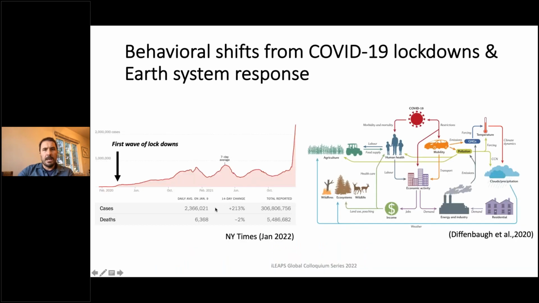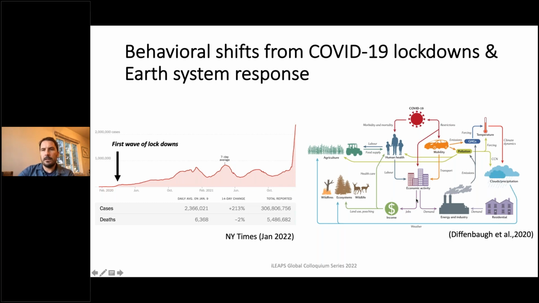So as we're all well aware, COVID-19 was identified in December of 2019. And there was a first wave of lockdowns that radically altered human activities that began in around mid-March of 2020. And these lockdowns were intended to slow or stop the spread of the pandemic. But unfortunately, you can see that we've had waves globally since then, and we're currently in this Omicron peak.